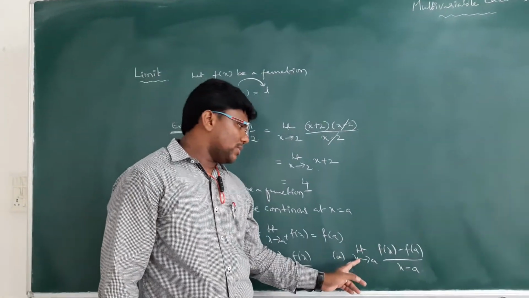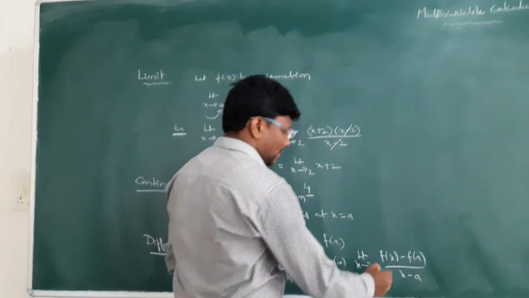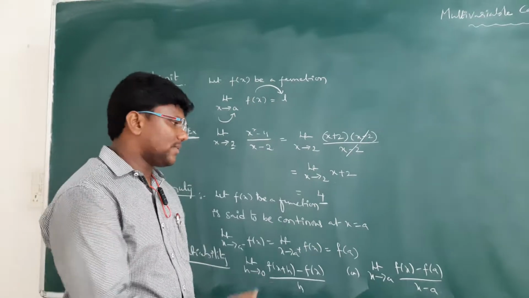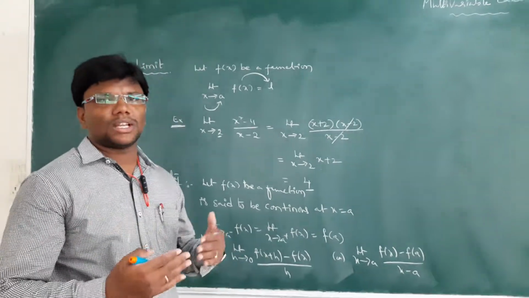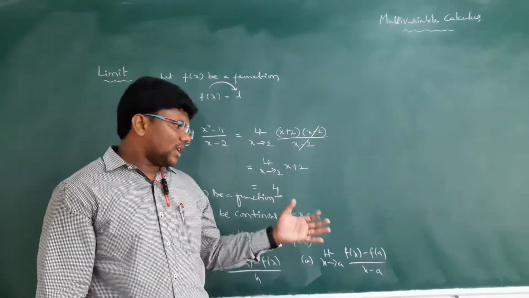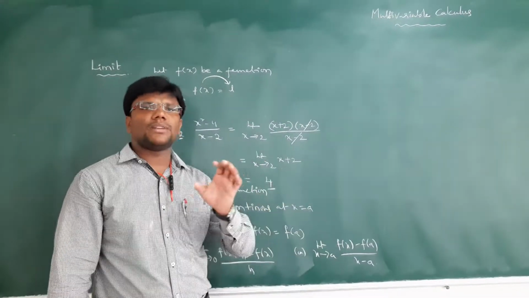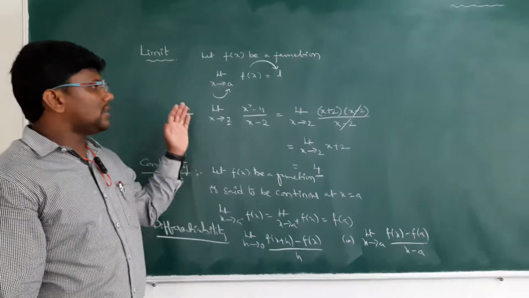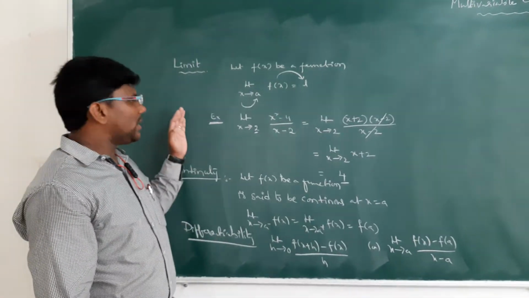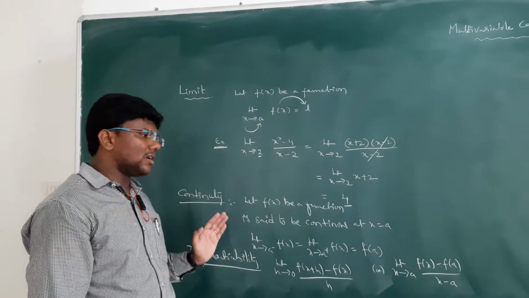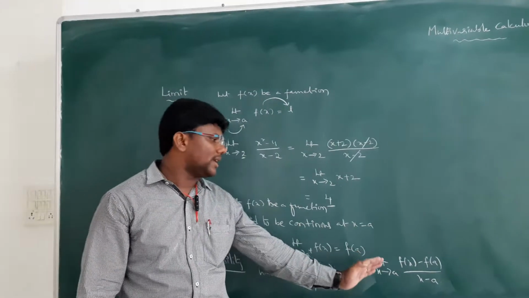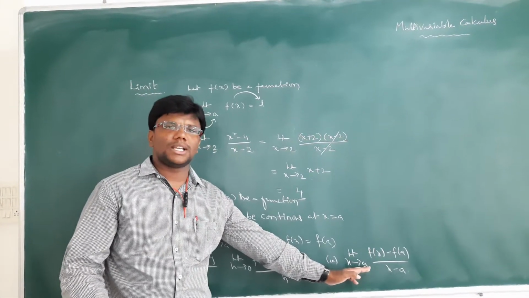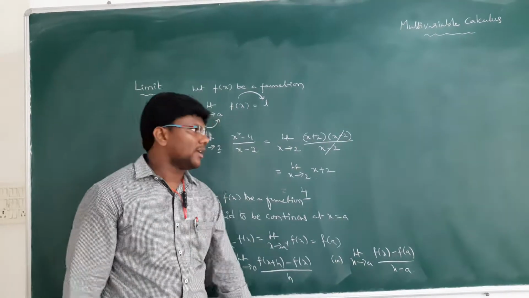Limit x tends to a plus of f of x minus f of a by x minus a is equal to limit x tends to a minus of f of x minus f of a by x minus a. If both are equal, then the function f of x is said to be differentiable at the point x equals a. All these we completed in lower classes: what is the limit of a function, what is continuity, and what is the differentiability at the point x equals a.